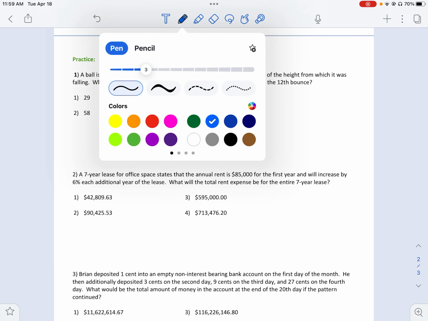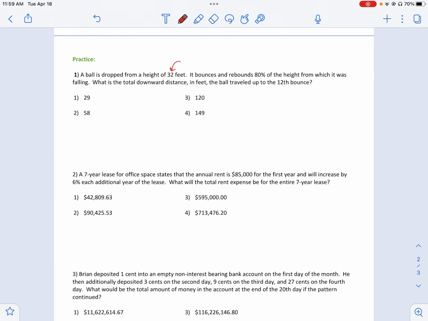So here a ball is dropped from height of 32 feet. So that is your starting height, your A sub 1. It bounces and rebounds 80% of the height from which it's falling. So that means that after each bounce, your rate is going to be 0.8, changing the percent to a decimal. It's decreased, so I don't have to add 1 to it because it's decreasing. So I want 80% of the original height.